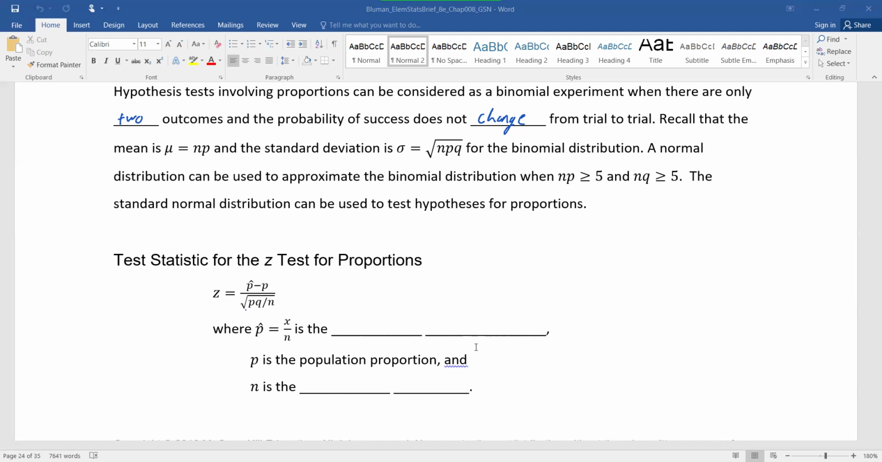Go ahead. p-hat is your actual probability from your experiment.